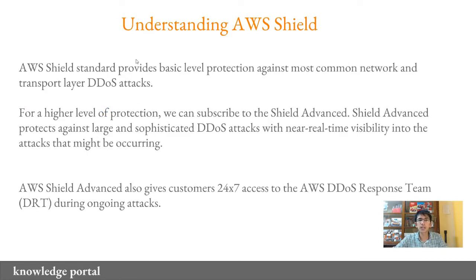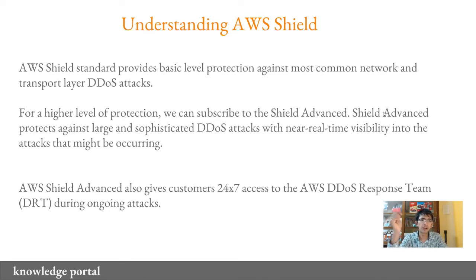Now, speaking about the two variants of Shield, Shield Standard and Shield Advanced, let's understand the difference between them. AWS Shield Standard basically provides a basic level of protection against common attacks related to the transport and network layers of the OSI stack. When it comes to a higher level of protection, AWS Shield Advanced is the right choice. Shield Advanced protects against various sophisticated distributed denial of service attacks.